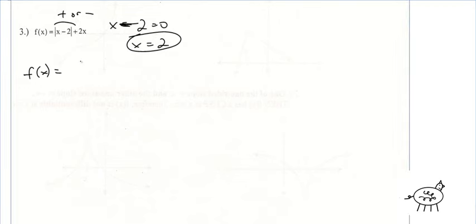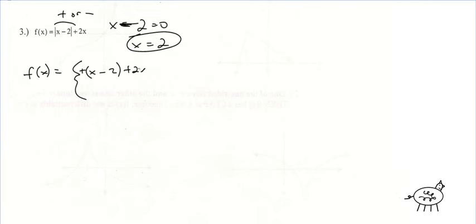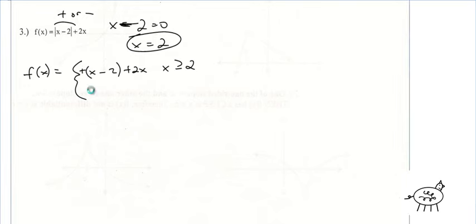So if I write it as a positive value, it's x minus 2. I'm going to show a little work here. Positive x minus 2 plus 2x, and that's when x is greater than or equal to 2. And it's negative x minus 2 plus 2x when x is less than 2.